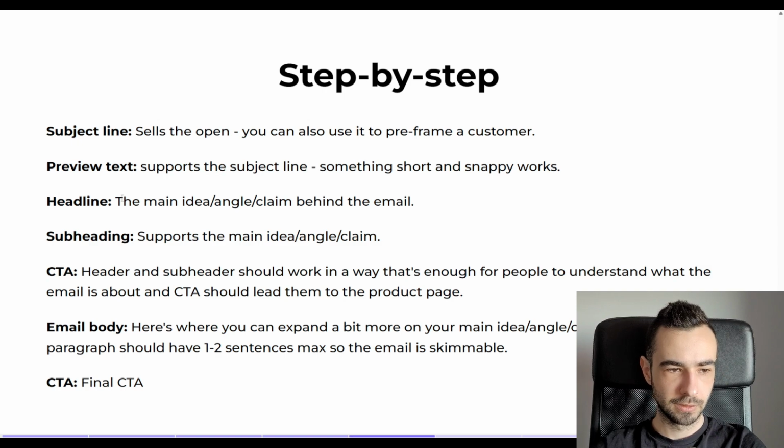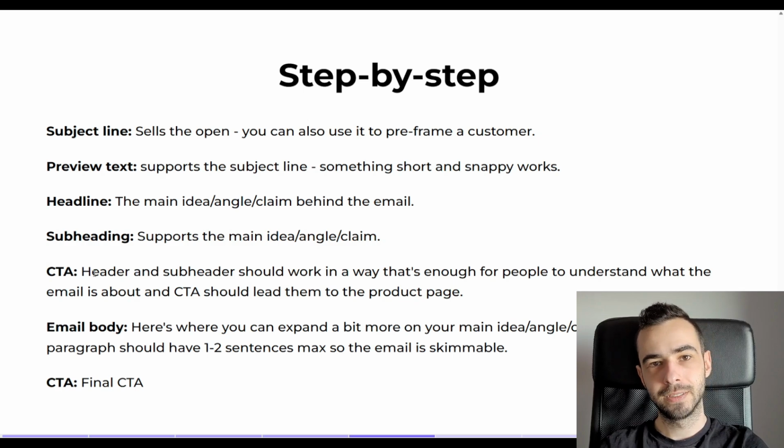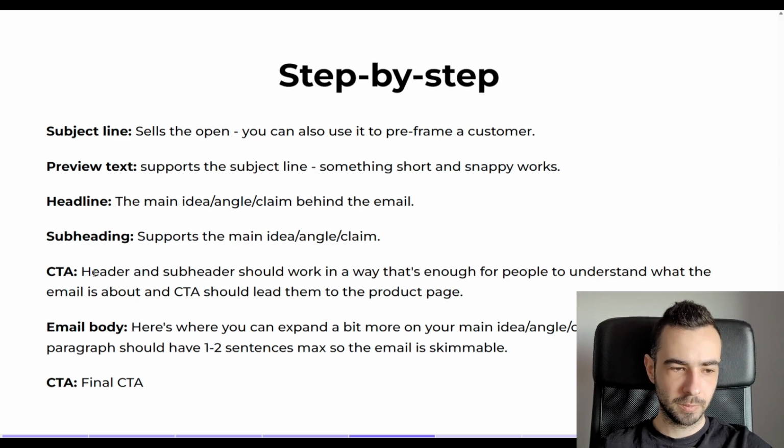Then the headline is going to be the main idea, angle, claim behind the email. The subheading is going to support the headline, which is the main, again, idea, angle, claim. Call to action: the header and subheader should work in a way that it's enough for people to understand what the email is about. And then the call to action should lead them to the product page or landing page or home page or whatever your target page is.